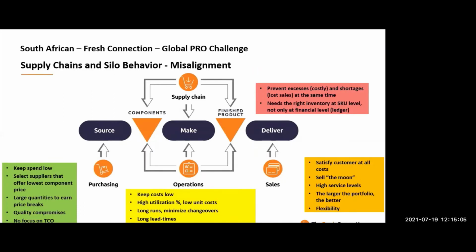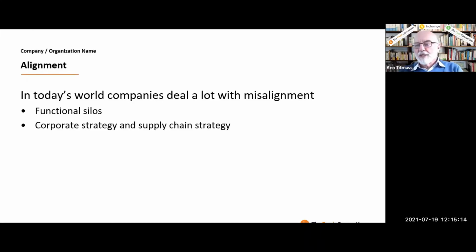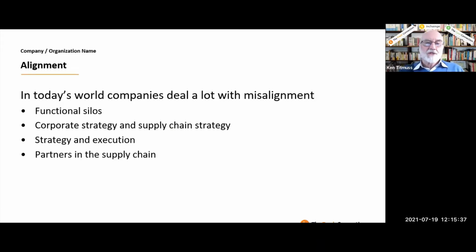All right, so we get this misalignment in our businesses. In today's world, companies have to deal with a lot of these misalignments. We have functional silos where the functions are trying to optimize their function without necessarily understanding how that is impacting their supply chain. We have corporate strategy and we have a supply chain strategy, and often these are not in alignment either. We have strategy and execution. Are we executing according to that strategy as well?